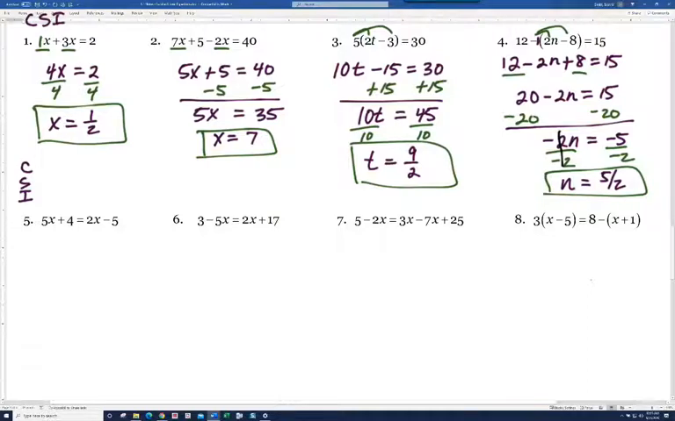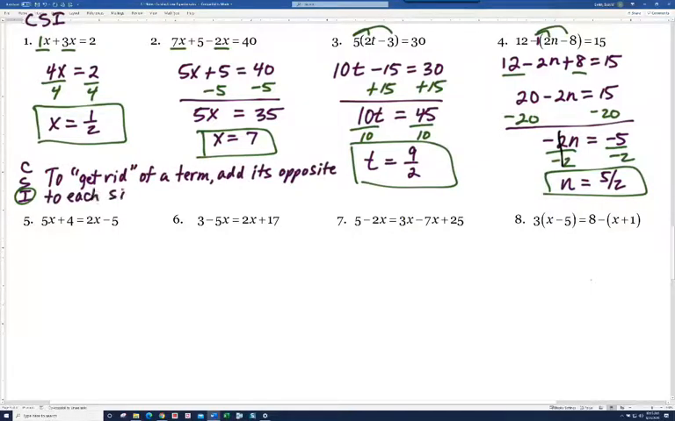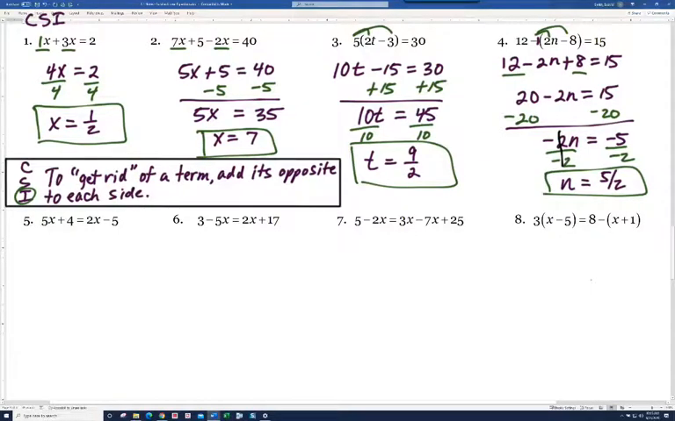I stands for isolate. And so that's what we're going to be focusing on in this whole row, is how do we get x on one side only? Well, there's a little tip here I'm going to give you. To get rid of a term, add its opposite to each side. So really what I want to do is get rid of this x term on the right. We have two terms here. So to get rid of a term, we just add its opposite. So you could add -2x, or just think of that as subtract 2x from both sides.